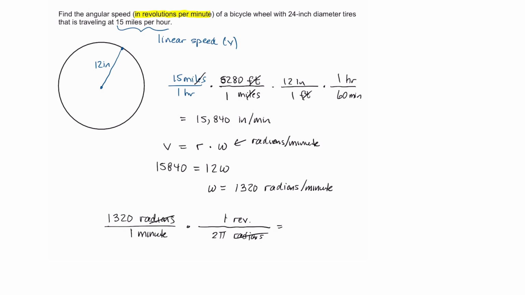Rounded to the nearest whole number, that is approximately equal to 210 revolutions per minute, which we also write as RPM. Okay, so to the nearest whole number, 210 revolutions per minute. And that is how we solve that problem.